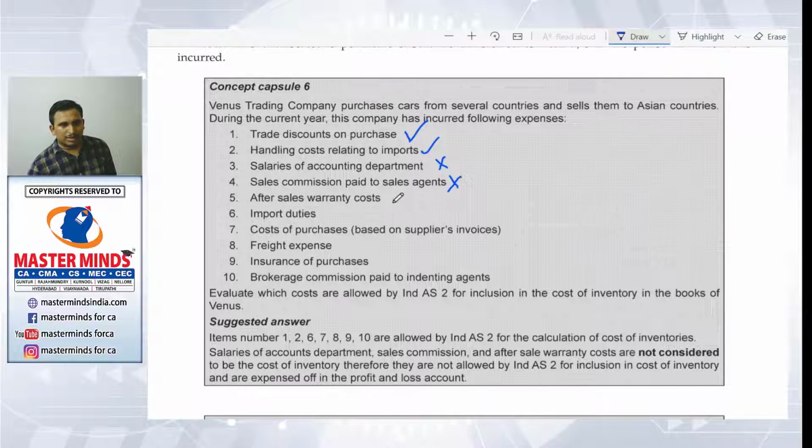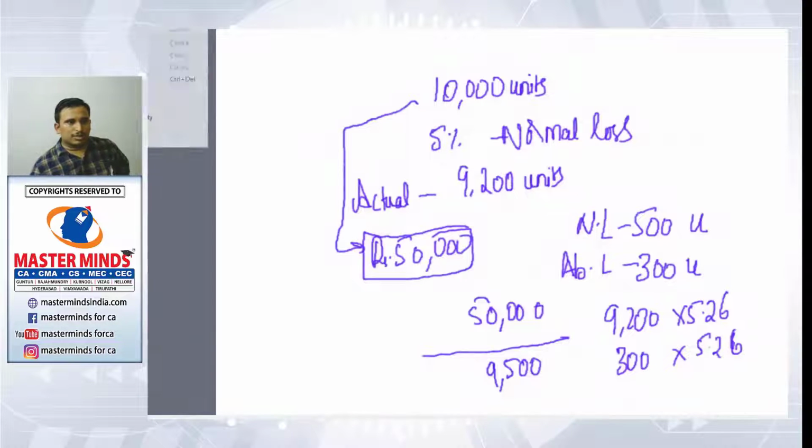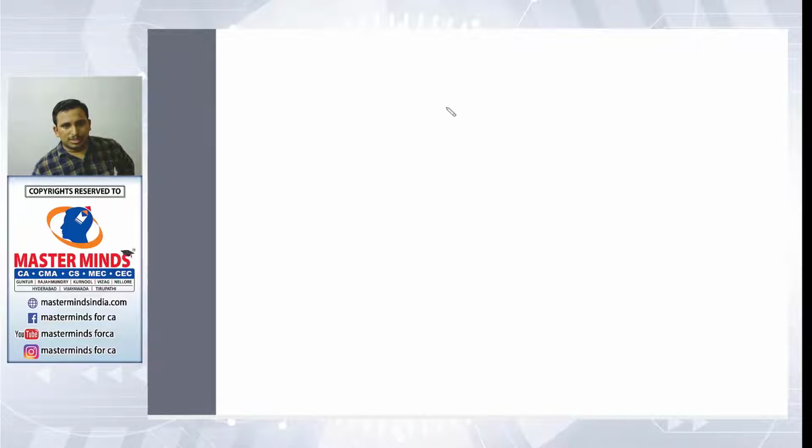After sales warranty cost, that also we will not consider because it is not necessary for getting it ready for sale. Import duties, it's a non-refundable tax, will be considered. Cost of purchase, the basic purchase price will always be considered. Freight expense, transportation charges will be considered. Now when they say insurance of purchases, always remember, just wait. Now make it very clear.